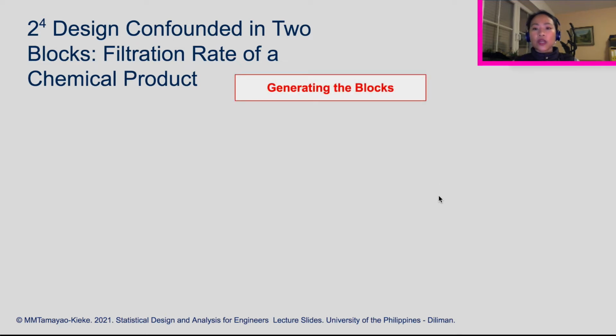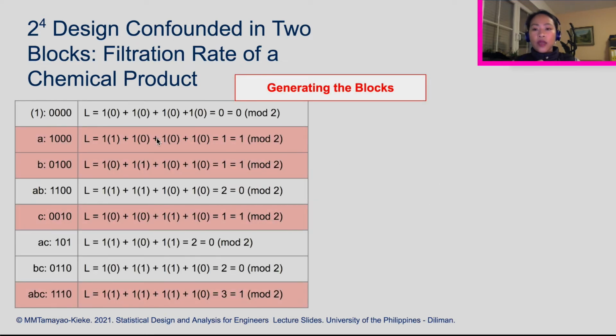Now let's generate the blocks. To make it easier, let's represent the different treatment combinations in ones and zeros. So you have 1, A, B, C, and so on, and their corresponding linear combination would be as such, as I've shown you before. So for 1, you have 1 times 0 plus 1 times 0 plus 1 times 0 plus 1 times 0. That would be 0.